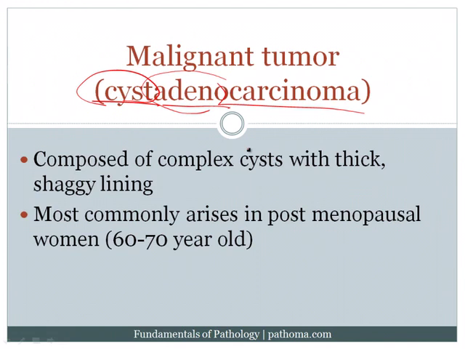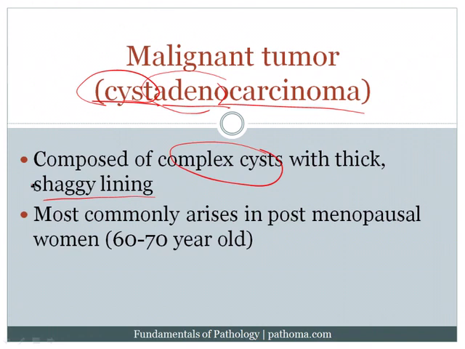Now again, if it's a big cystic lesion and you cut into it and water comes out, you think about serous cyst adenocarcinoma. And if it's a big cystic tumor, and you cut it open and mucinous fluid comes out, or mucousy fluid comes out, then you think about a mucinous cyst adenocarcinoma. You can confirm that by looking at the histology to see whether the cells look serous or whether they look mucinous. But the key feature here, again, is complex cysts with thick, shaggy lining.